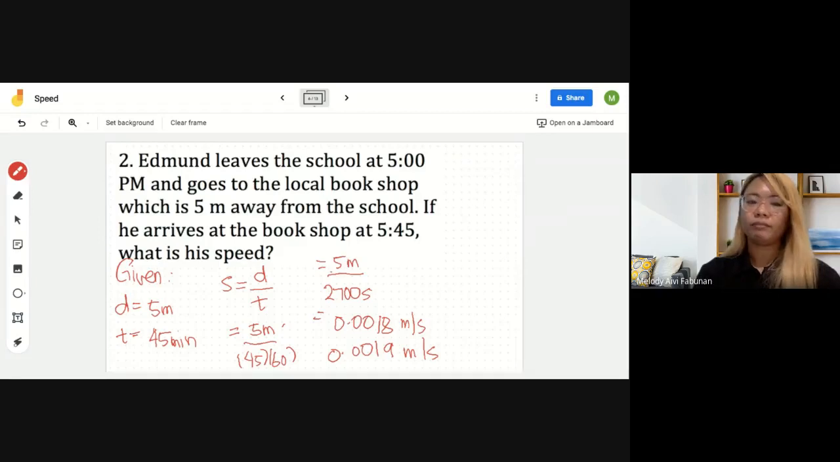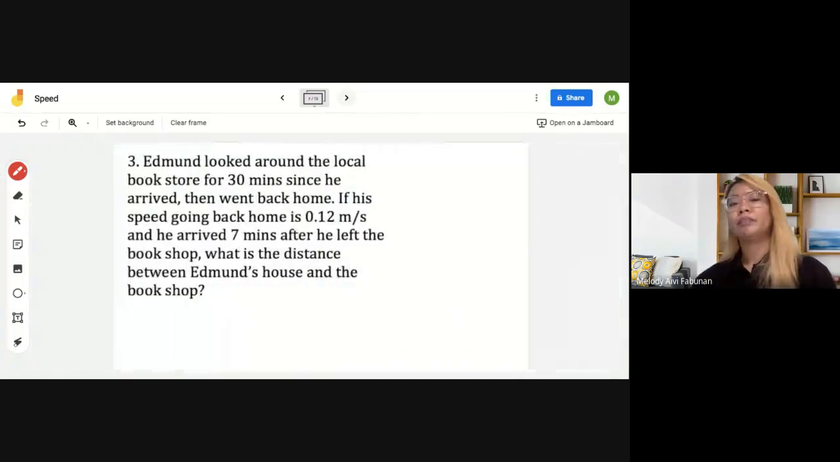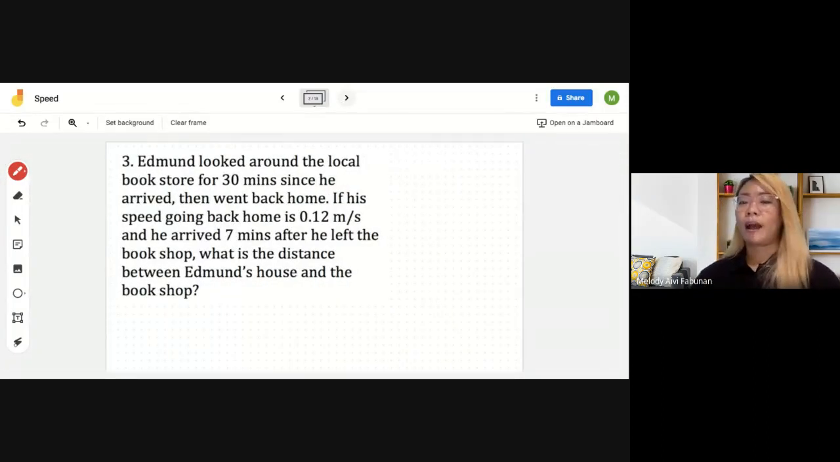Okay, so let's continue with the story of Edmund. It says here, Edmund stayed in the local bookstore for 30 minutes. He was browsing the books and the comics available in the local bookstore. And then after 30 minutes of browsing, he went back home. But this time, his speed going back home is 0.12 meters per second.